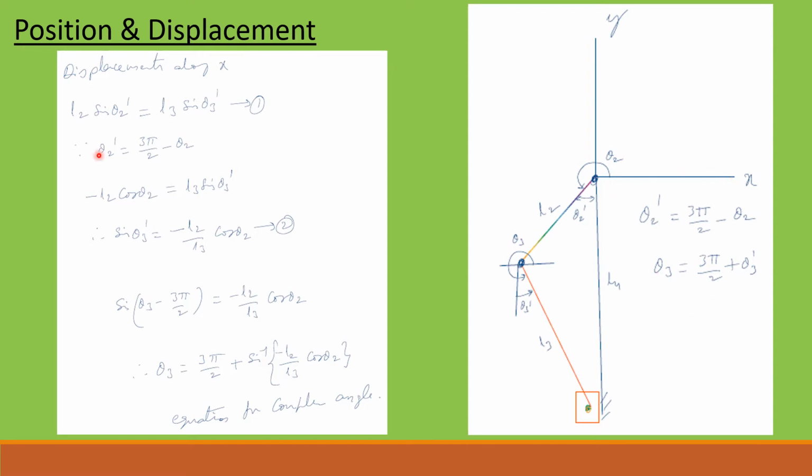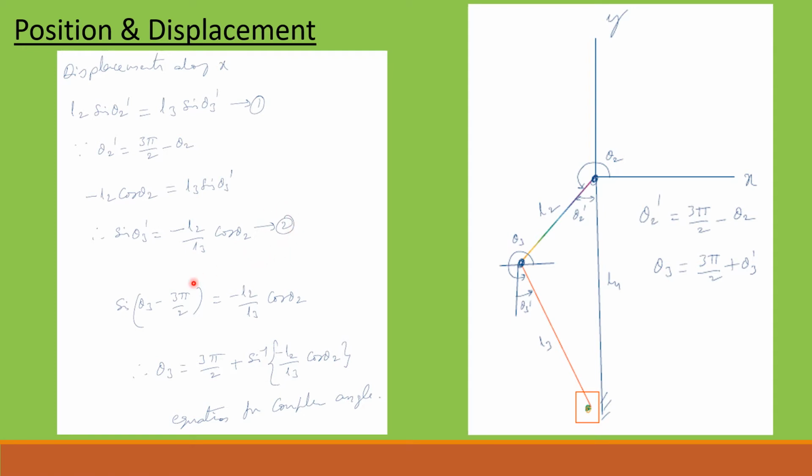Displacements along x-axis can be written as L2 sine theta 2 prime is equal to L3 sine theta 3 prime. Let us call that equation 1. We know that theta 2 prime equal to 3 pi by 2 minus theta 2. So we substitute that in equation 1, we get minus L2 cos theta 2 equal to L3 sine theta 3 prime. So sine theta 3 prime can be written as minus L2 by L3 cos theta 2. Let us call that equation 2.